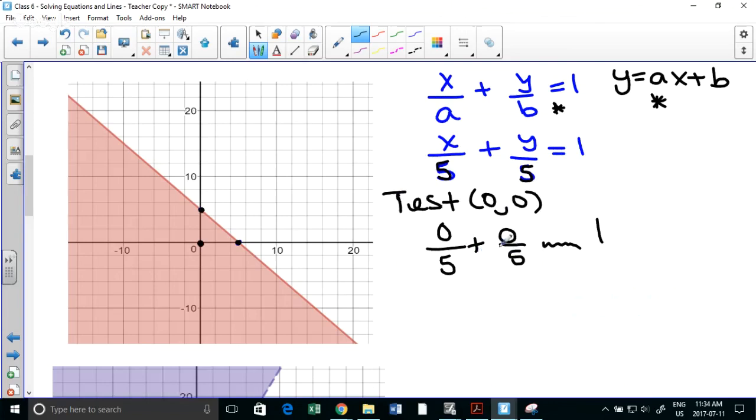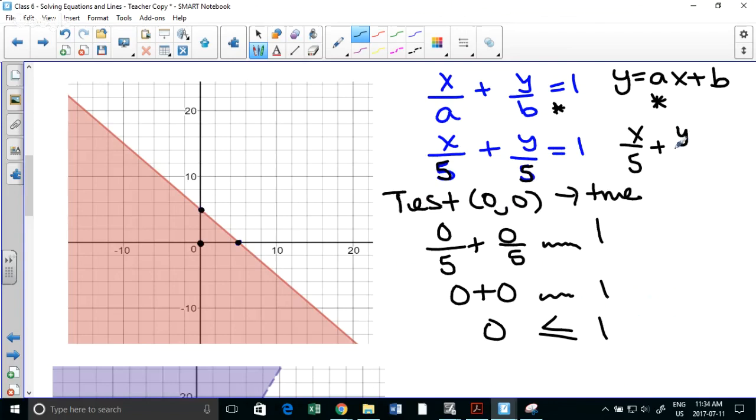So here, 0, 0 needs to be true. So 0 plus 0, 1. For this to be true, 0 is less than 1. Notice I'm not changing anything's sides. If it's on the left, it stays on the left. If it's on the right, it stays on the right. This is a solid line, meaning that I have less than or equal to. So I just plug this back in. And that represents the shaded side.